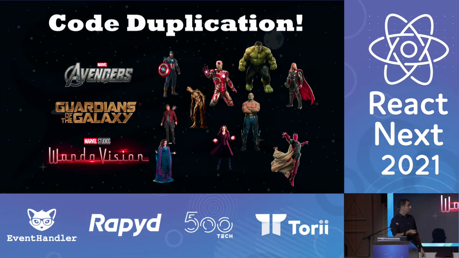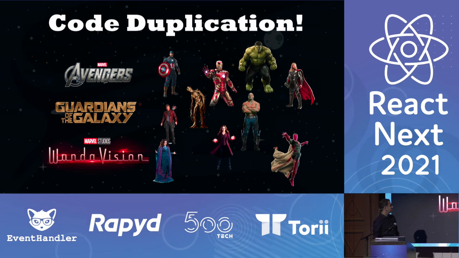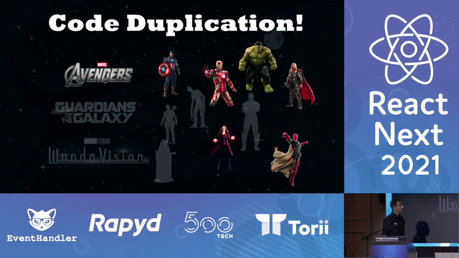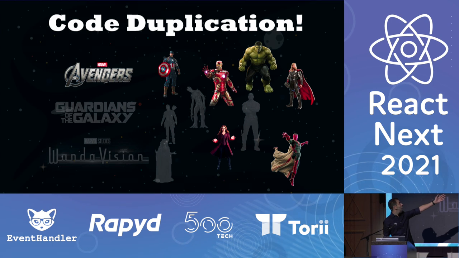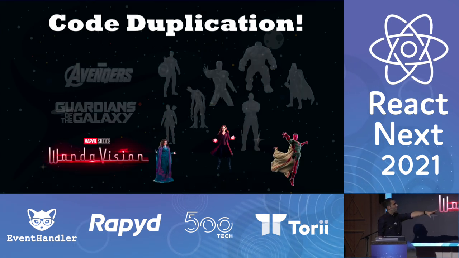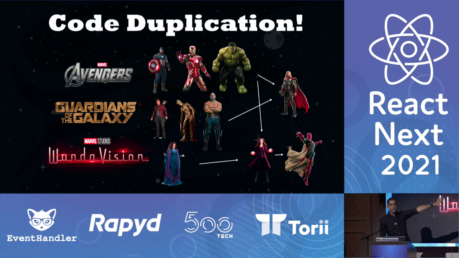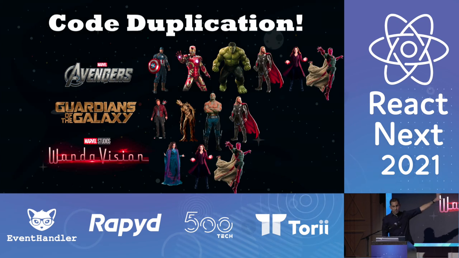So let's say we have all of those Marvel characters, and we want to bundle the Avengers, the Guardians of the Galaxy, and WandaVision. The problem is the Avengers have Thor. Guardians of the Galaxy also have Thor. And WandaVision has Wanda and Vision, which are also part of the Avengers. So we have common dependencies here. And if we try to bundle them, we'll have a lot of duplication.